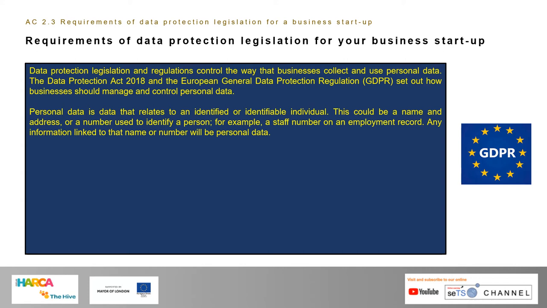This could be a name, an address, or a number used to identify a person, for example, a staff number on an employment record. Any information linked to that name or number will be personal data.